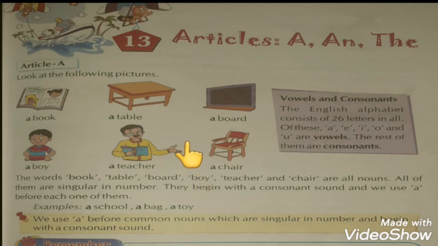Why did we use a? Because they are singular as well as nouns, and before a singular noun we use a. As well as the first letter of these words starts with a consonant sound, so we use a before them. There are 26 alphabets, you all know that, out of which 5 alphabets are vowels and the rest of them are consonants. The 5 alphabets which are vowels are A, E, I, O, U.